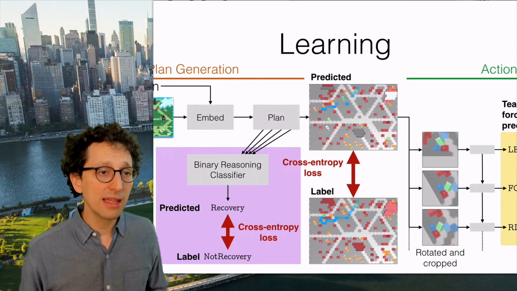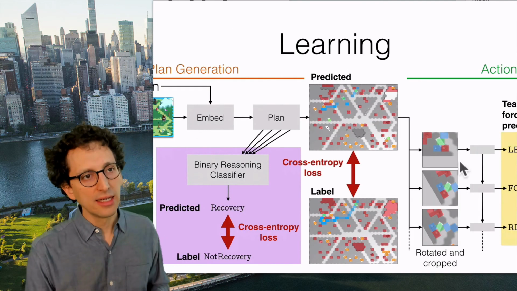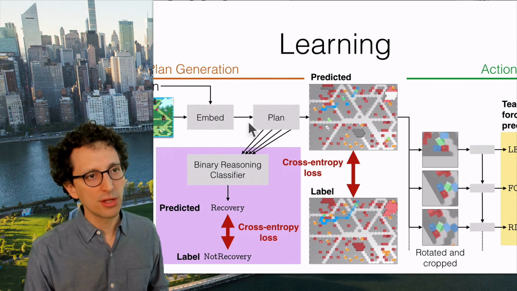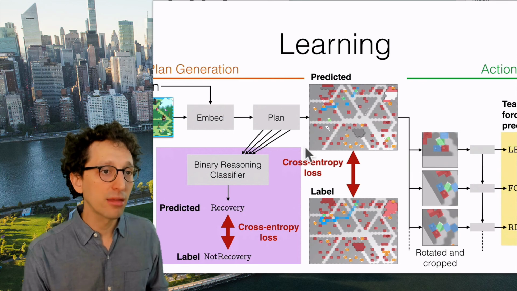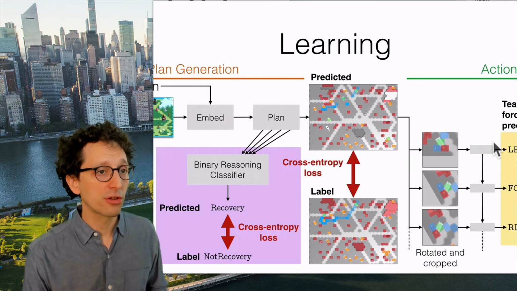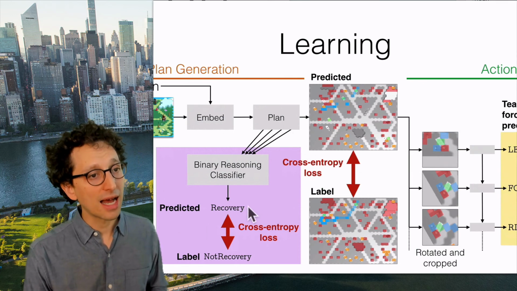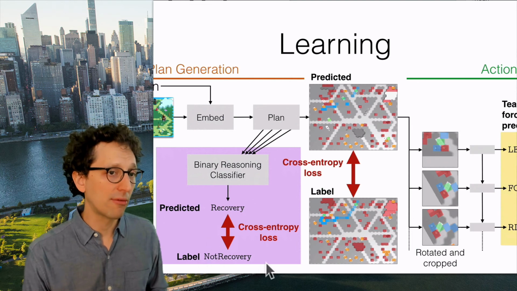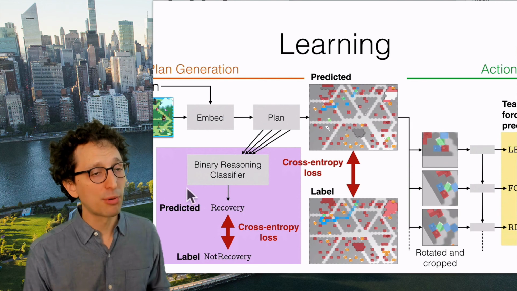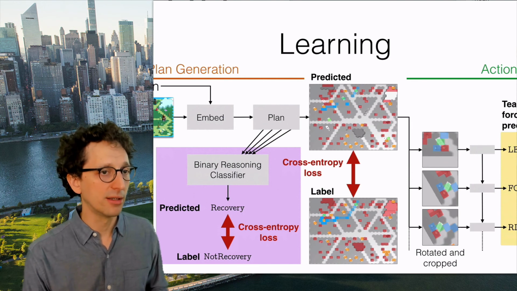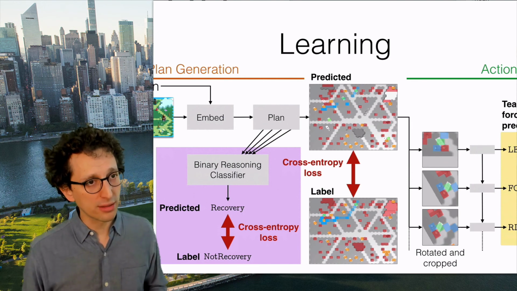So what we do is we add a binary classifier that is looking at all the internal activation of this part of the network that generates these plans, and using these internal activations tries to classify if this is a recovery example or if this is not a recovery example. And we use a cross-entropy loss and try to maximize the performance of this classifier during training. During testing, of course, we remove this classifier.